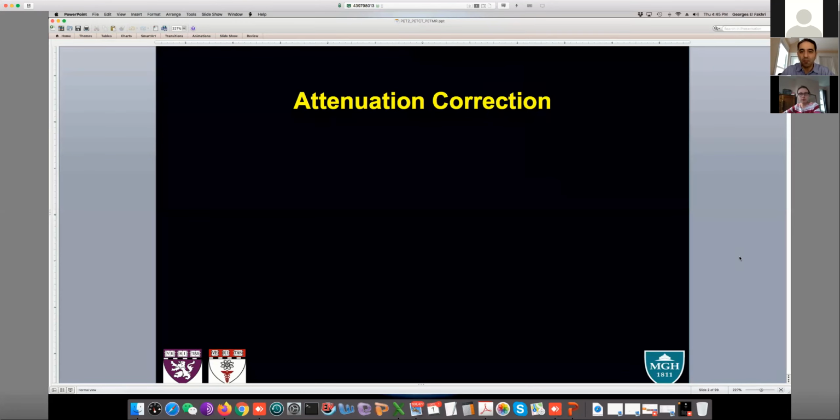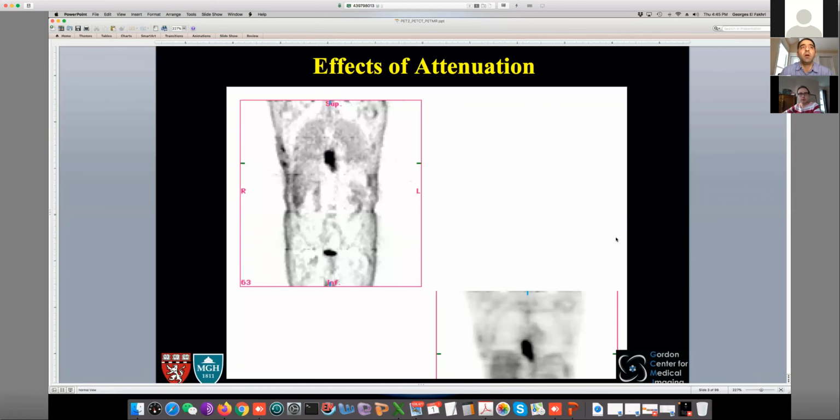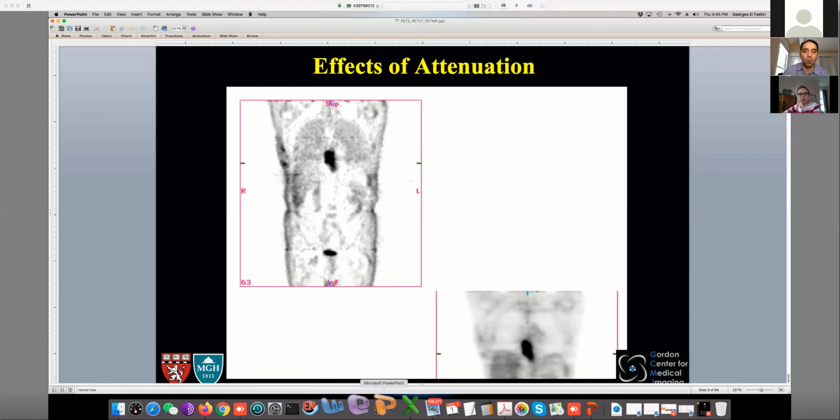So first, a couple of things on attenuation correction, because I think this is something we did not cover last time. The first thing is regarding how we perform attenuation correction with PET-CT. Here's an example on the left of an image that is not corrected for attenuation, and on the right, the same part of the torso corrected for attenuation. Can anybody tell me what the difference is? How do you recognize any difference between those two?